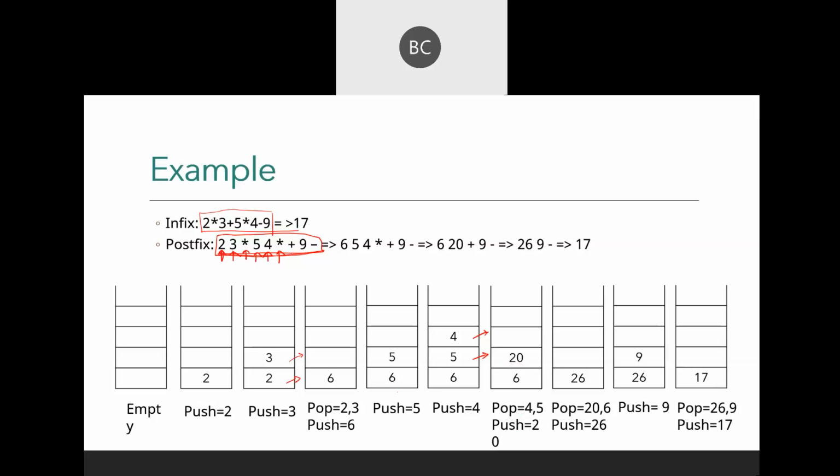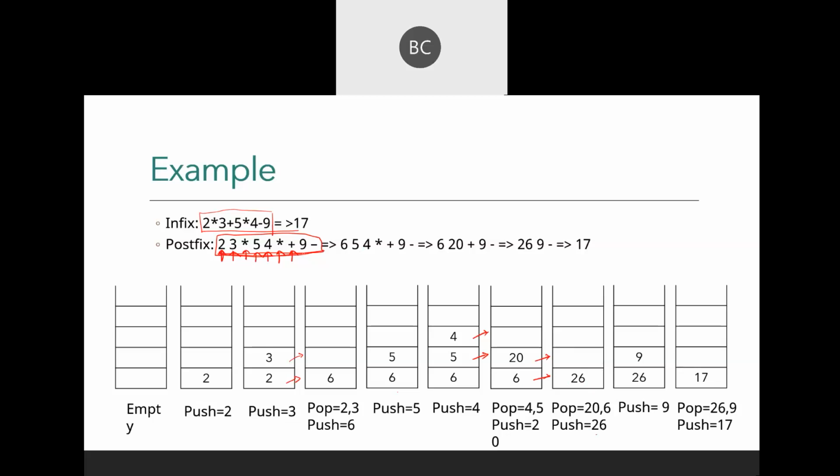Next you scan again. Now you have a plus sign. So again you do the same thing. Pop out two operands, 20 plus 6, 26. So you will push the result 26 here.